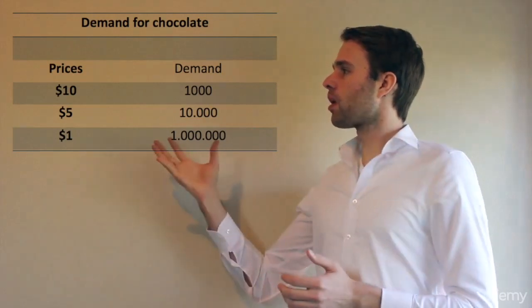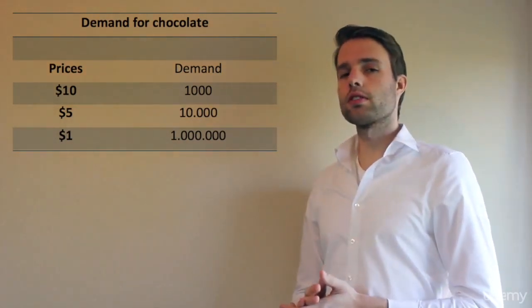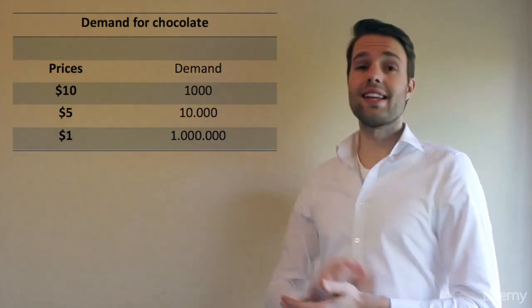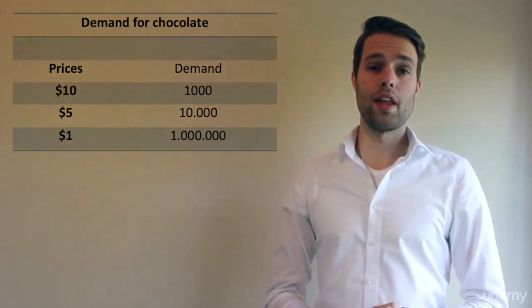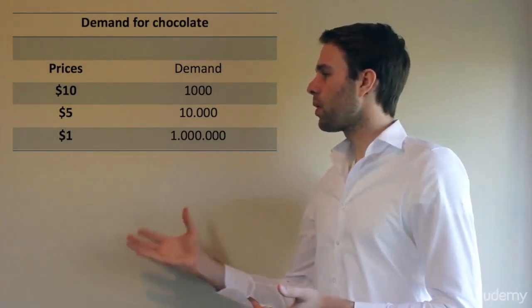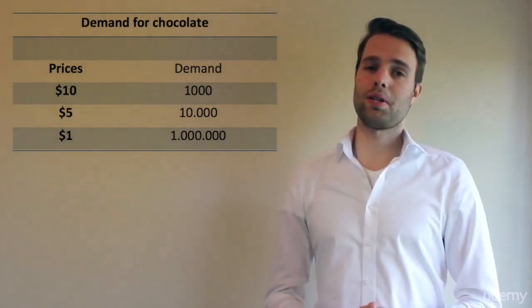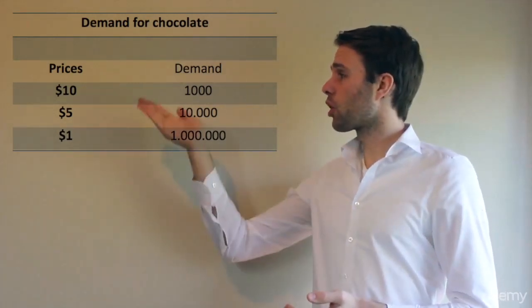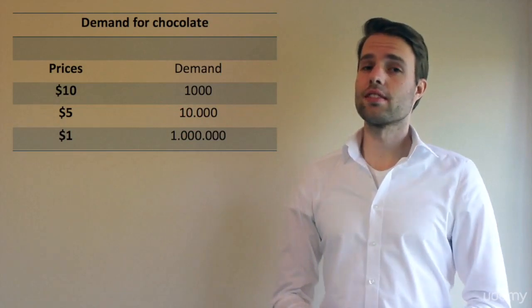And 1,000 people are willing to buy a chocolate bar for $10. When the price goes down to $5, already 10,000 people are willing to buy one. And when the price goes down even more, all the way to $1, now 1 million people are willing to buy a chocolate bar. We can see here, if the price goes down, the quantity demanded increases.